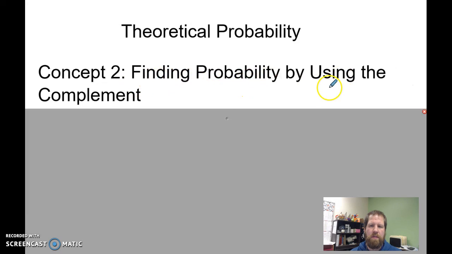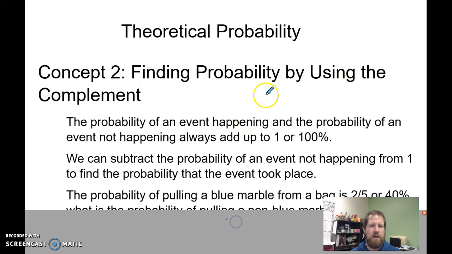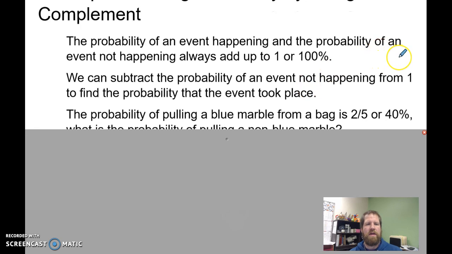Concept 2, finding probability by using the complement. Alright, so we know that the complement and the event, so the event happening and the event not happening, will always add up to 1 or 100% depending on how you're expressing it. Using that, we can figure out that if we subtract the probability of an event not happening from 1, that'll give us the probability of the event taking place, or the probability of the event happening.